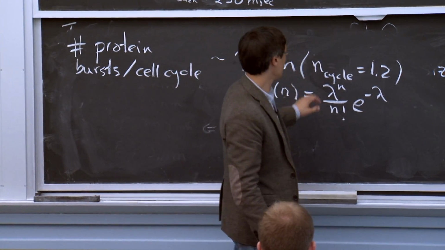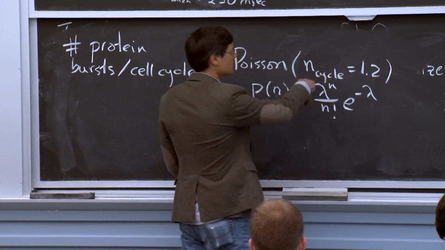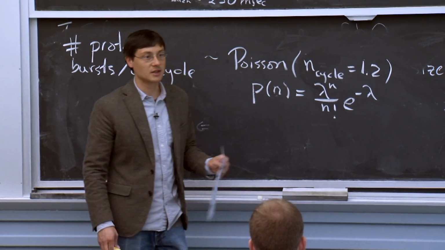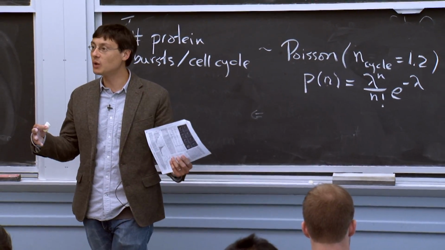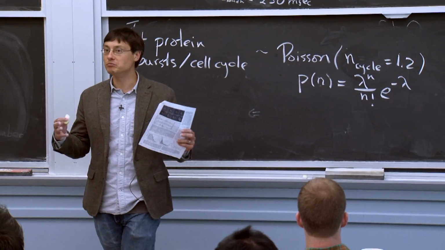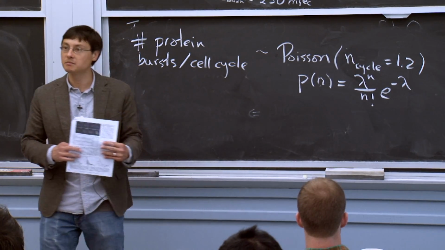Now, in this distribution, what it basically ends up being is that sometimes you see 0 bursts, sometimes you see 1, every now and then you see 2. It's kind of what this means.